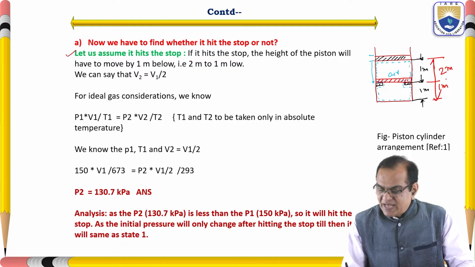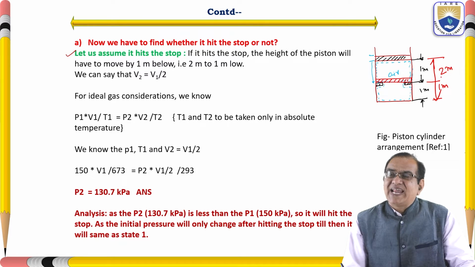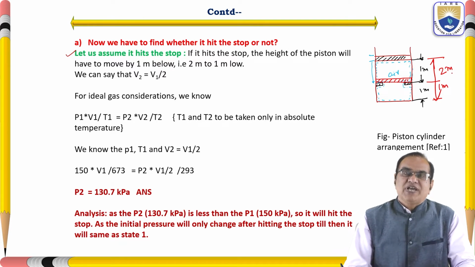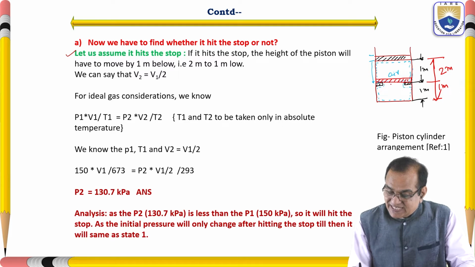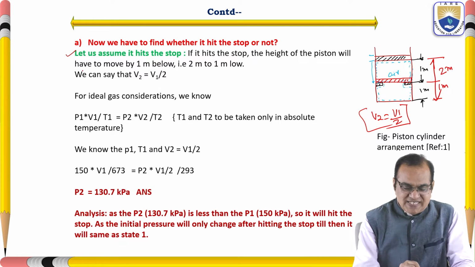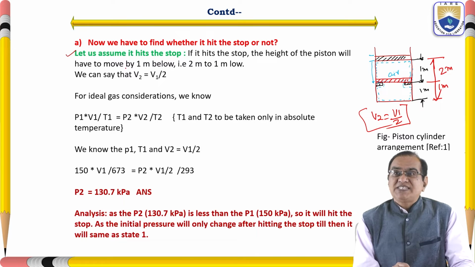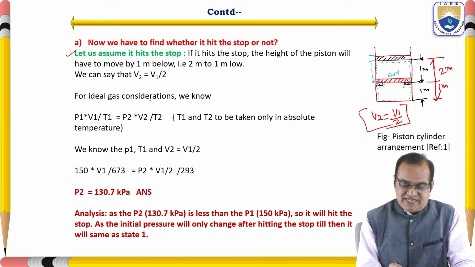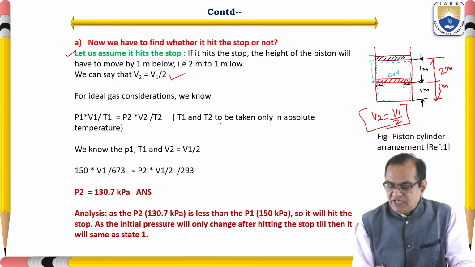Area is the same, so volume is directly dependent upon the height. So here we can see that in this case V2 is equal to V1 by 2. I think you all will agree with that. So this piston has to move from 2 meter to 1 meter below. We can say that here V2 is equal to V1 by 2.